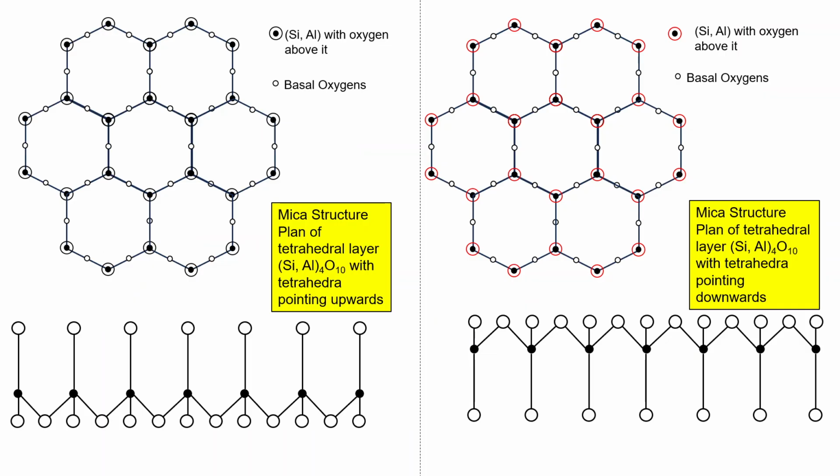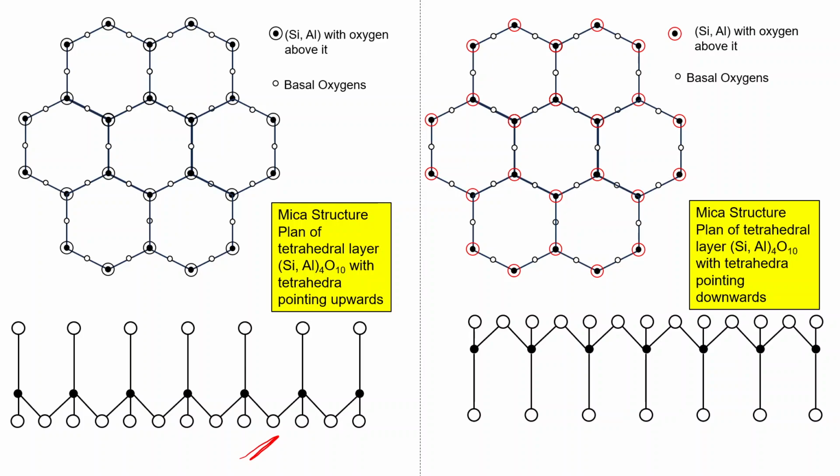So have a look at these two diagrams. As I have told you previously, these are the linked tetrahedra, the corners of tetrahedra, which are extending in a sheet-like network. On the left, you are seeing the linkage of the tetrahedra with the tetrahedra pointing up. Here in this diagram, you can see silicon and aluminum with oxygen above it, and these white ones are the basal oxygens. If you look at it from the top, you will get this view. And on the right-hand side is the mica structure plan of the tetrahedral layer, the same thing, but here this layer is pointing downwards.